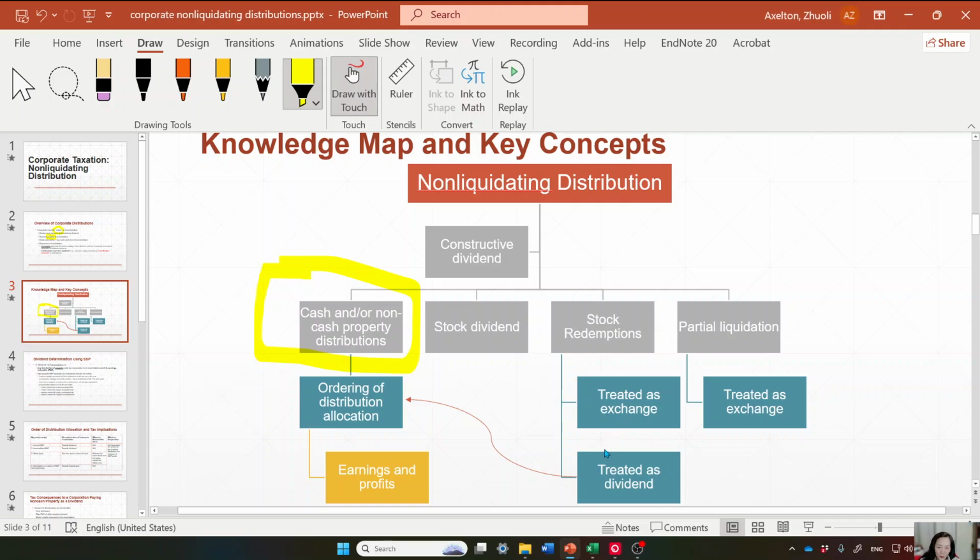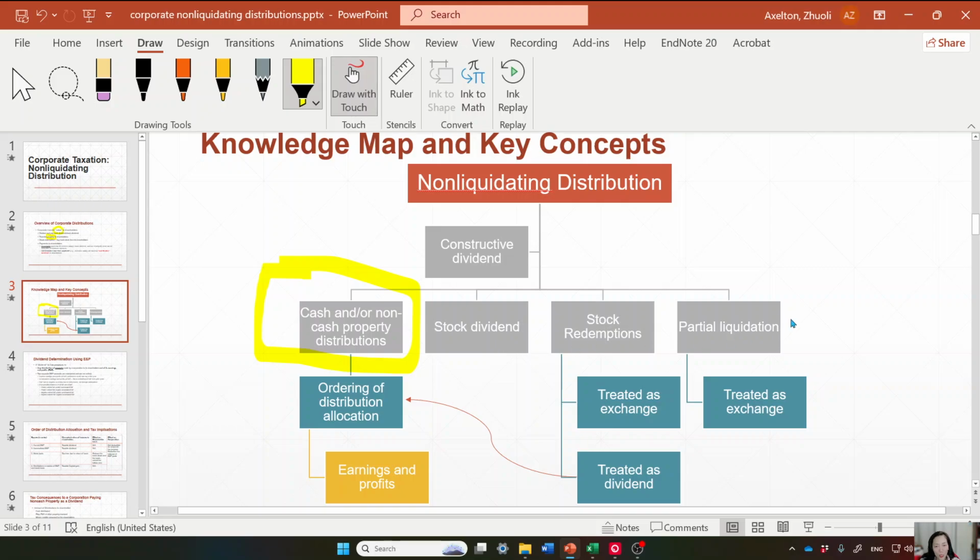But if the stock redemption is treated as a dividend, then the ordering of distribution allocation will also apply, just like regular cash or non-cash property distributions. Finally, the chapter talks about the partial liquidation. For the partial liquidation, generally speaking, those transactions will be treated as exchange. And again, the focus of this chapter is really on the first, the normal cash or property distributions, and stock dividend, stock redemptions, and partial liquidation.